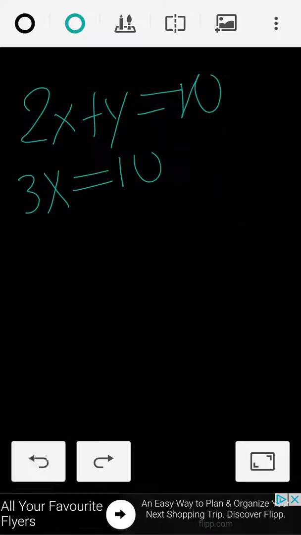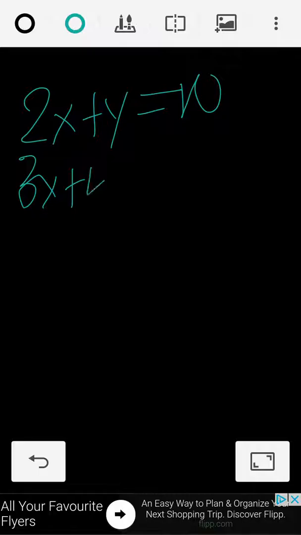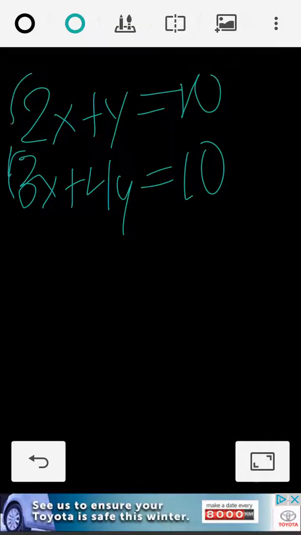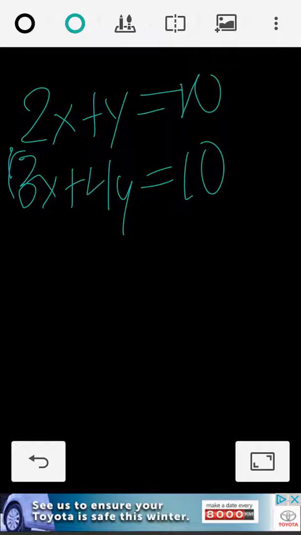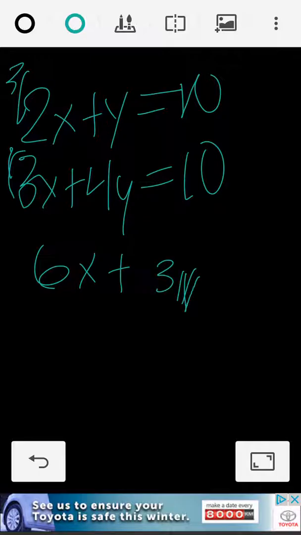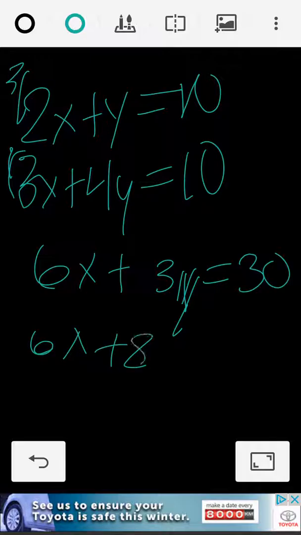And like I said earlier, it's often necessary to multiply one or both equations by a constant. So it will be 3x plus 4y equals 10. Okay? And like I said earlier, you've got to multiply by a constant. So I'm going to multiply the first equation by 3 and the second one by 2. So it's both going to be 6x. 6x plus 3y equals 30. And then we're going to have 6x plus 8y equals 20.